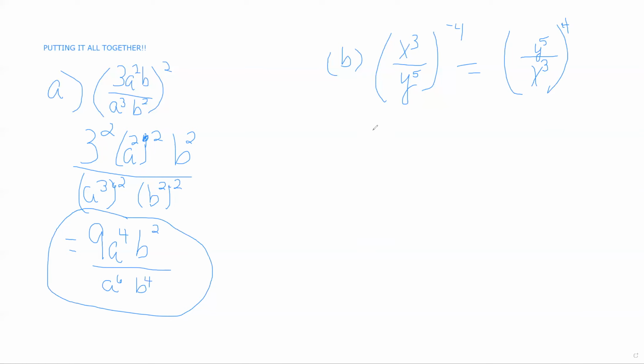Once I do so, I apply the power rule. Y to the 5th to the 4th, and x cubed, which is also raised to the 4th power. So my final answer would be y to the 20th over x to the 12th.